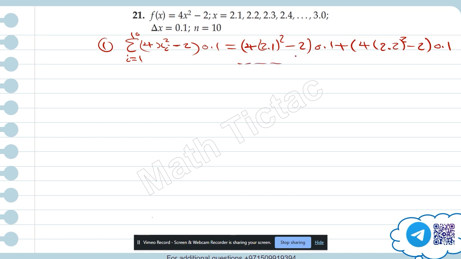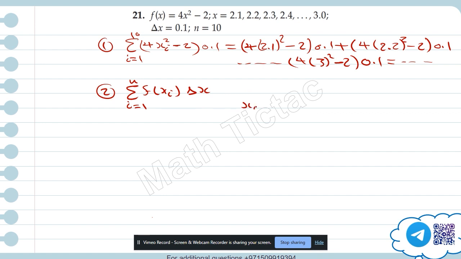Okay, what about the second method? So the second method says the rule is the sum from i equals 1 to n of f of xi multiplied by delta x. Now I need to find xi. xi is equal to delta x multiplied by i plus c. So delta x is equal to 0.1, so 0.1 multiplied by i plus c is equal to xi. Now we need to find c.